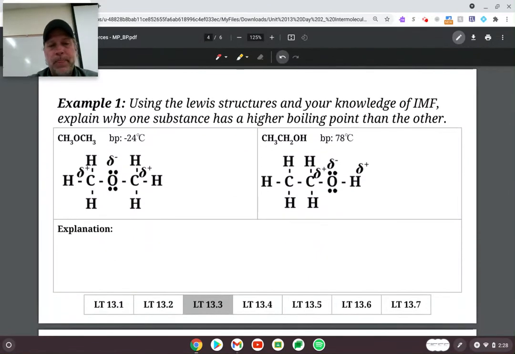Okay, so here we have two substances that happen to have the same chemical formula, C2H6O. I've got two carbons, six hydrogens, and one oxygen. So the chemical formula is the same, but because of how they're arranged, they have two very different boiling points. So let's talk about what the structure is and why that makes them significantly different.